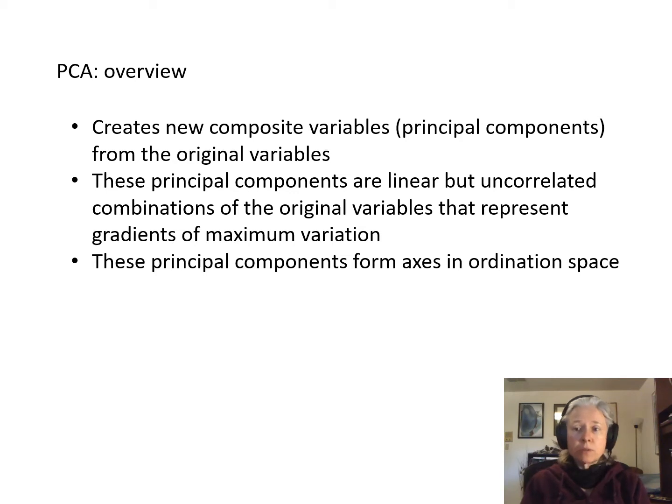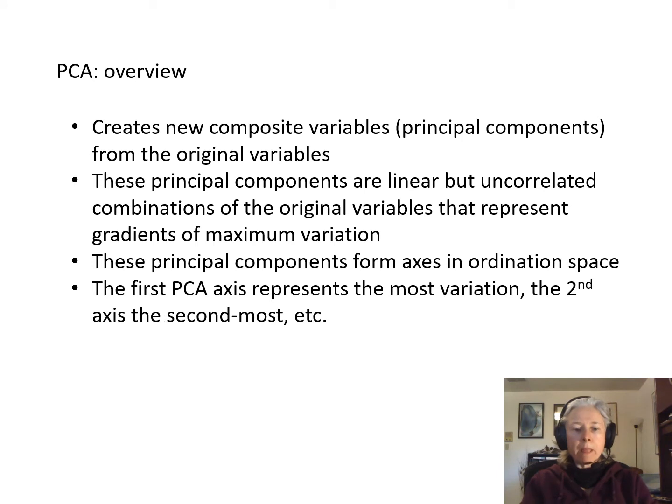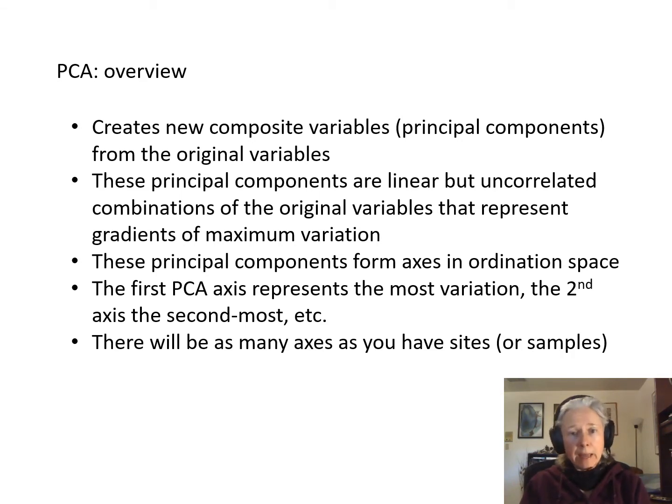These principal components form axes in ordination space, and so when we plot these, they will have PC1, PC2 as your axes. The first axis will represent the most variation, the second axis the second most, PC3 the third most, and so on and so forth down the line. And there will be as many axes as you have sites or samples, in other words, rows of your data set.